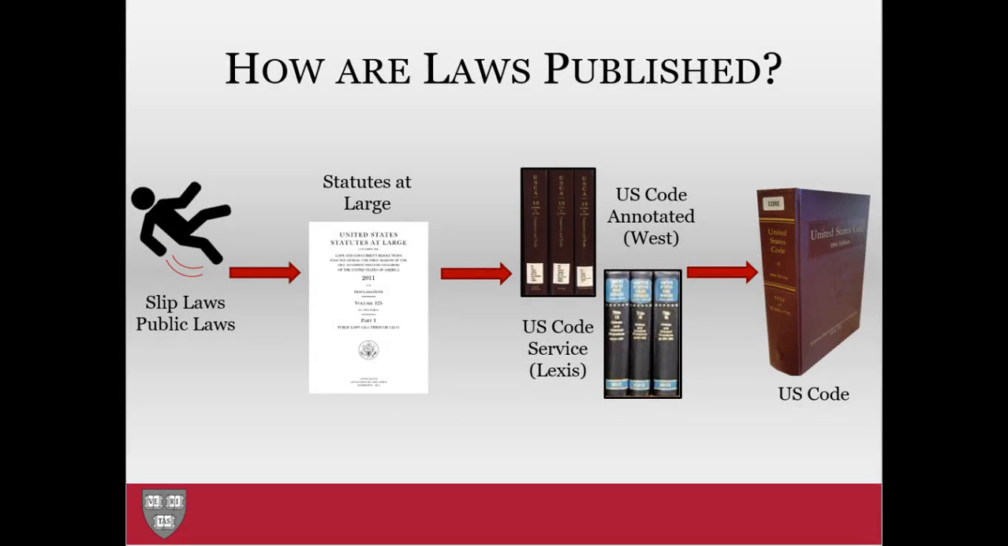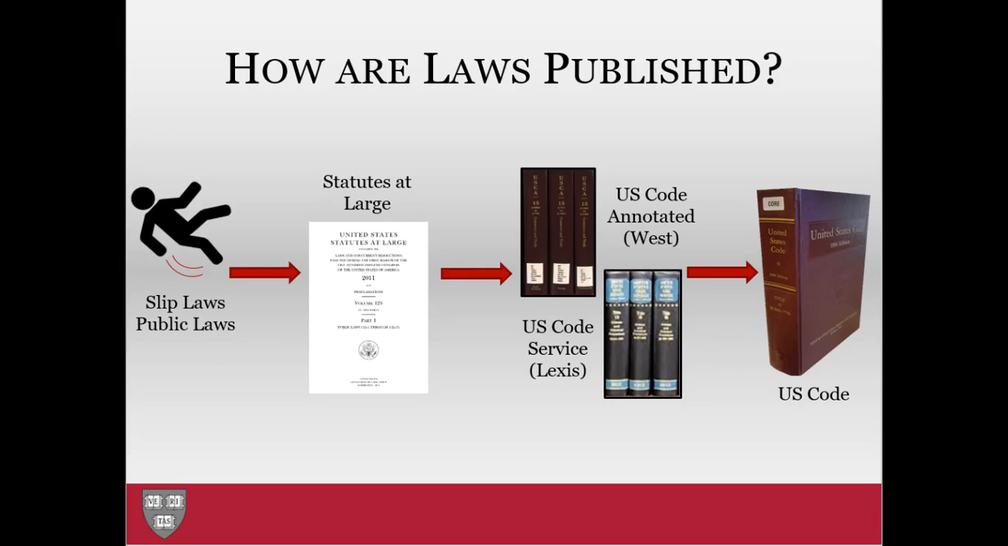How are laws published? A graphic begins with slip laws, public laws. An arrow leads to Statutes at Large. An arrow leads to U.S. Code Annotated, West, and U.S. Code Service, Lexis. Finally, an arrow leads to U.S. Code. Understanding how laws are published will help you to find legislative history information. So let's review how federal law is published.